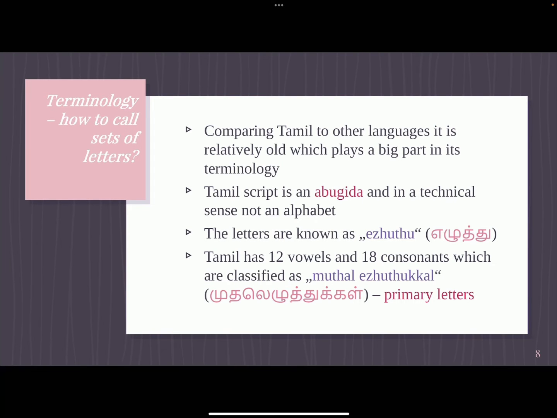Comparing Tamil to other languages, it is relatively old, which also plays a big part in its terminology. Tamil script is an abugida, and in a technical sense, not a real alphabet. The letters in Tamil are called எழுத்து. Tamil has 12 vowels and 18 consonants, which are classified as முதல் எழுத்துக்கள், so primary letters. முதல் in this sense means first letters, so primary letters.